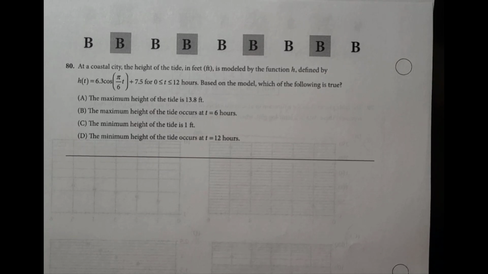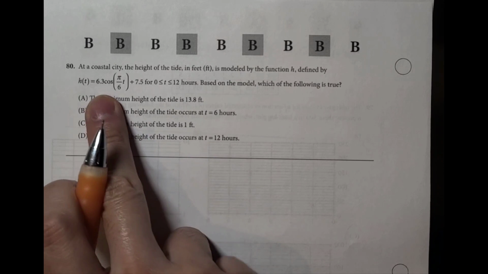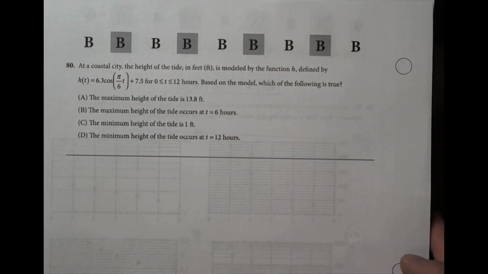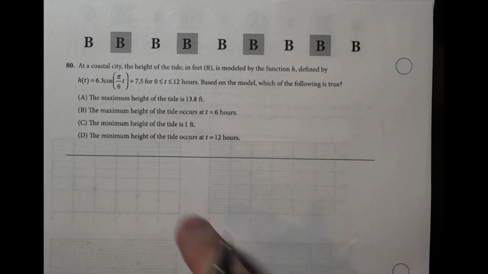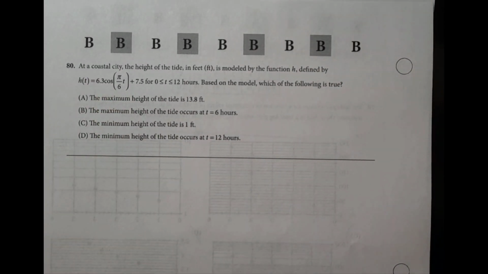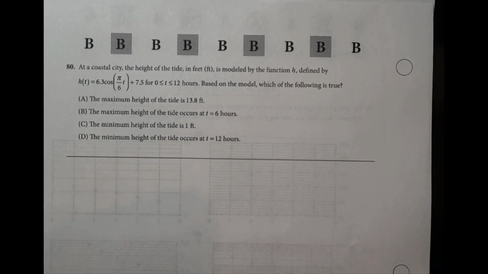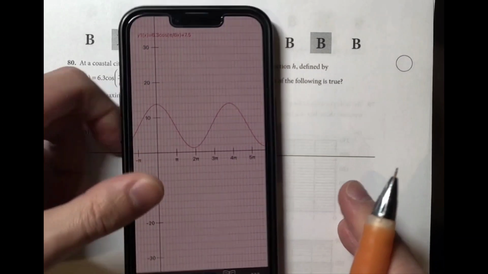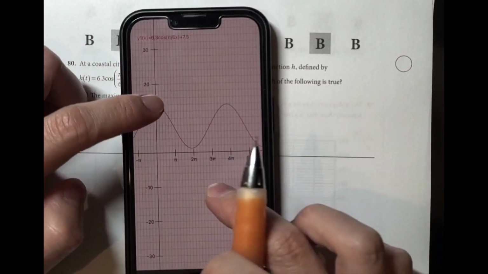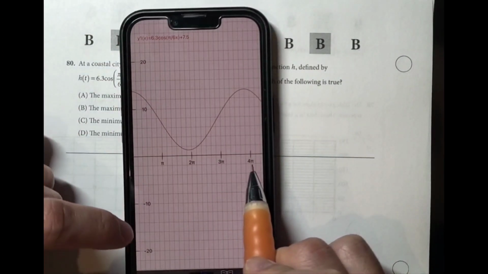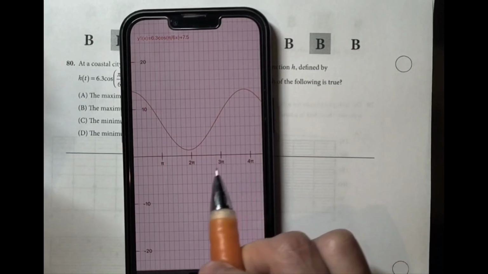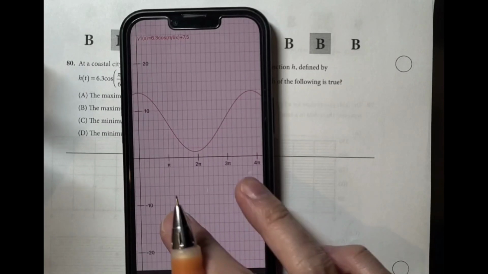Okay, at a coastal city, the height of the tide in feet is modeled by the function h, defined by this guy, t is between 0 and 12. Based on the model, which of the following is true? So maybe you want to graph this also, so let me show that. Okay. So we want t between 0 and 12, so my app does it in terms of pi, so it would be around 4 pi, because pi is 3.14, so around 3 times 4, that's 12, so it'll be between 0 and 4 pi, basically.